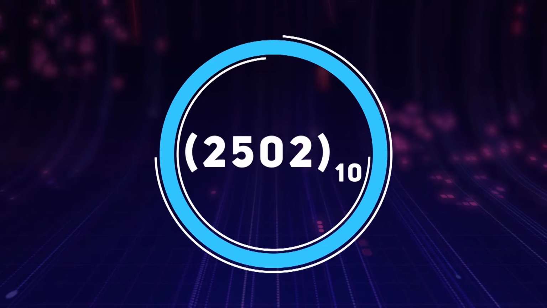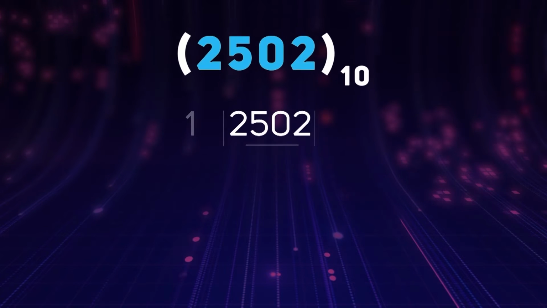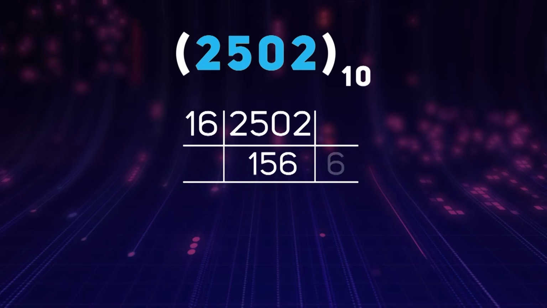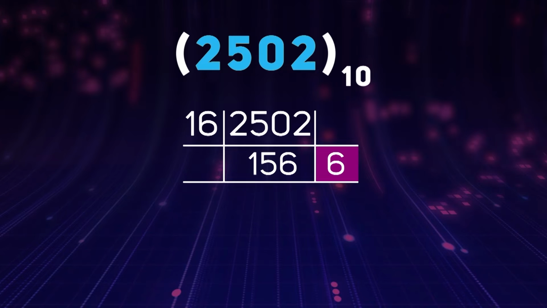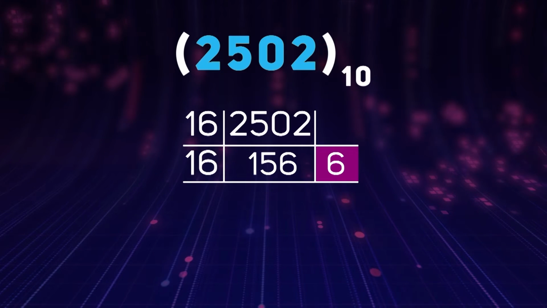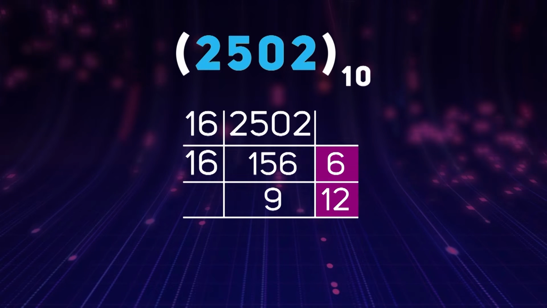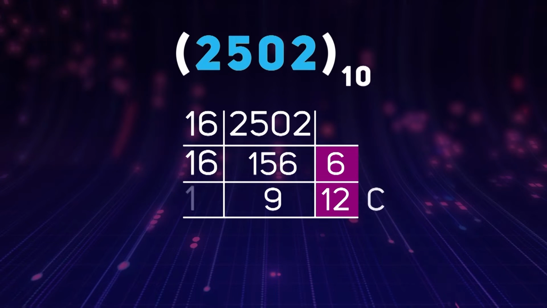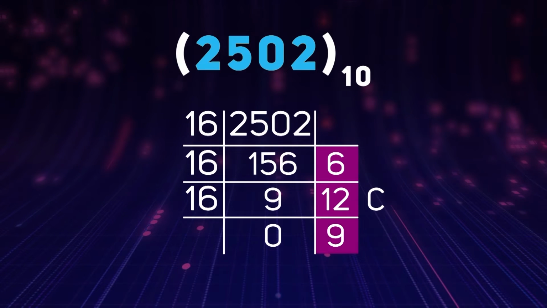Then, in step 2, convert from decimal to hexadecimal. To convert to hexadecimal, we divide 2502 by 16, resulting in a quotient of 156 and remainder 6. This remainder 6 is going to be the rightmost digit of the hexadecimal number. Again divide 156 by 16, the quotient is 9 and the remainder is 12. Our target is hexadecimal value, so convert 12 to its corresponding hexadecimal digit, that is C. Dividing 9 by 16, we get the quotient as 0 and the remainder 9.